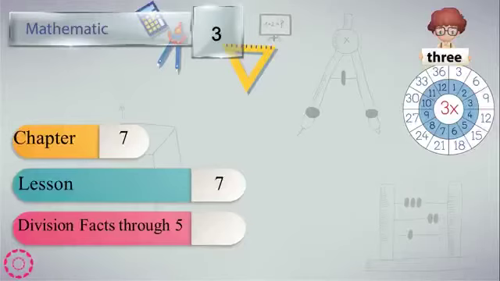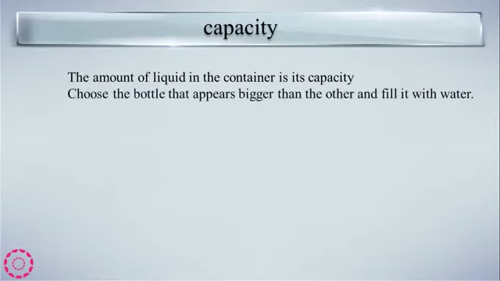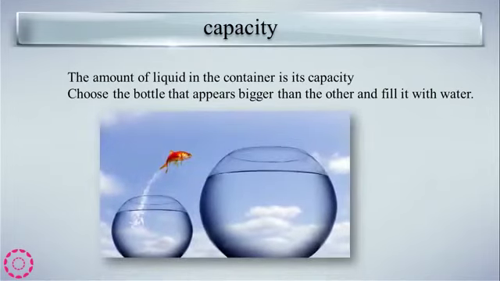We have chapter 7, lesson 7: Division facts through 5. Capacity. The amount of liquid in a container is its capacity. Choose the bottle that appears bigger than the other and fill it with water.